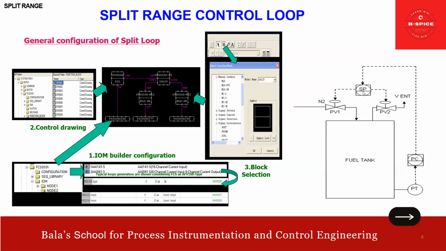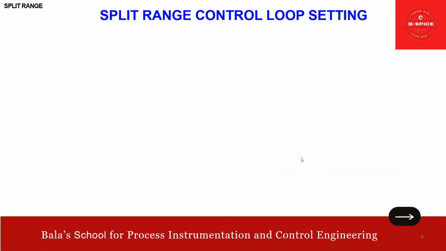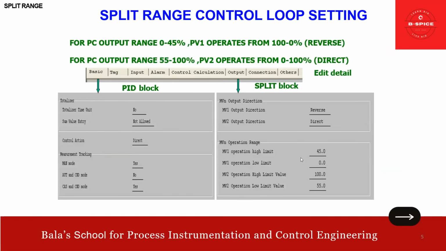Okay, a loop, right? Then from here you can see the splitter. One of the outputs is going to one manual loader, so this is going to the nitrogen valve, and another output is going to another manual loader, that is the vent valve. So this is how we need to configure. I hope this is clear. Now we'll see what is to be set inside the setting.